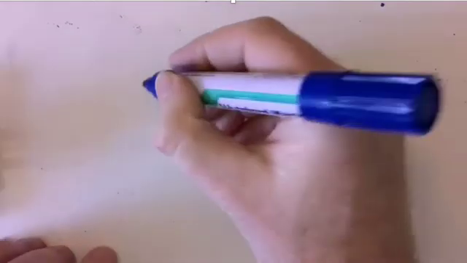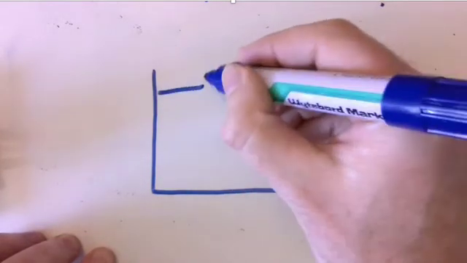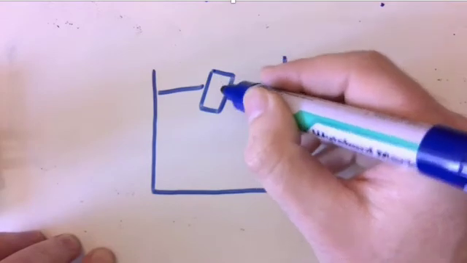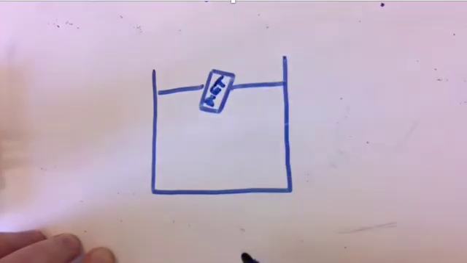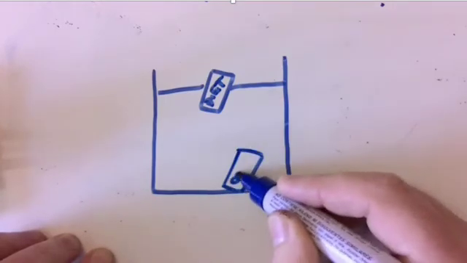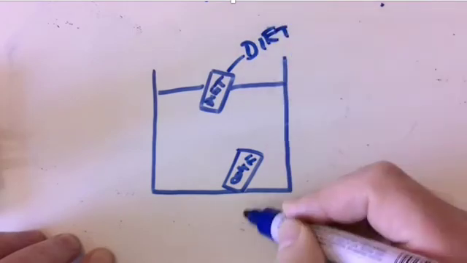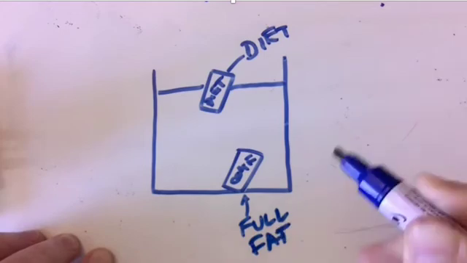Okay, so you've seen the picture of the full fat Coke and the Diet Coke floating and sinking. So this is the Diet Coke and this is the normal Coke. So that's Diet and that's the full fat Coke.